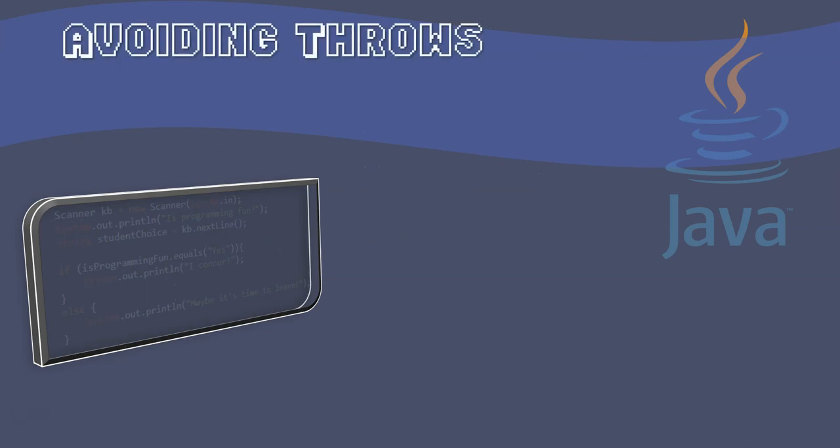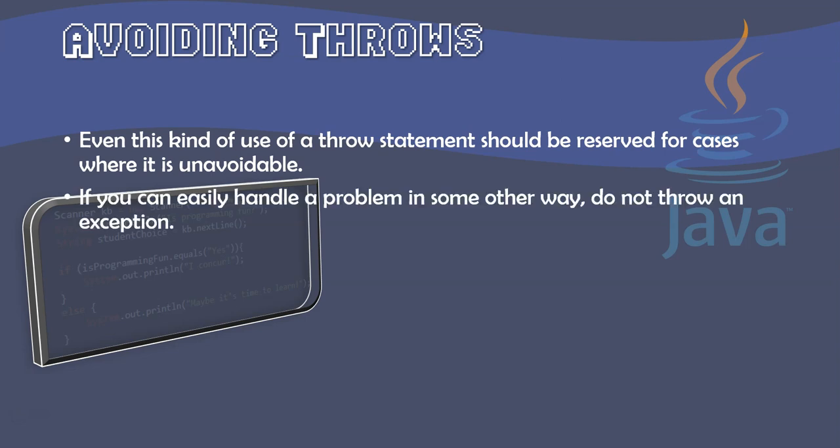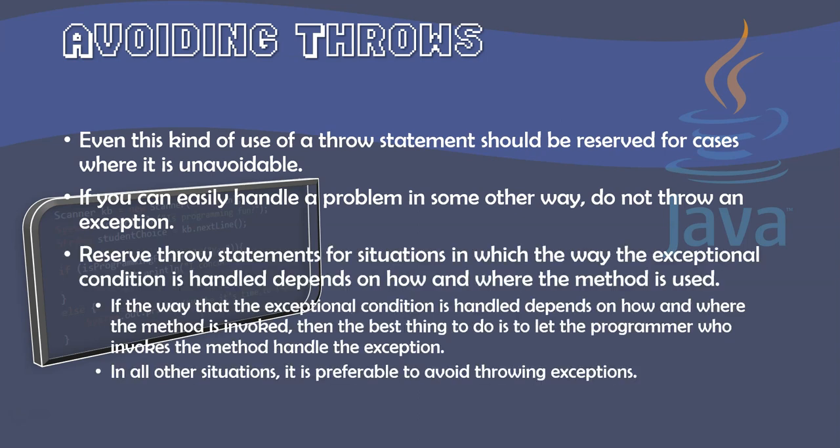So the thing you'll notice is that we're avoiding throws. Even this kind of use of a throw statement that we have seen is typically reserved for cases where the throw statement would be unavoidable. If you can easily handle a program in some other way instead of using the throws, do not use an exception. Reserve throw statements instead for situations in which the way the exceptional condition is handled depends on how and where that method is used.